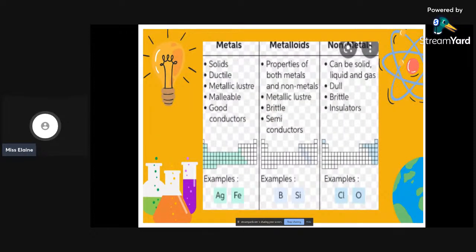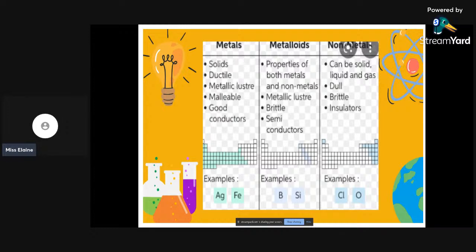Let's look at some characteristics of metals, metalloids, and non-metals. When we say metal, it is solid and ductile. It has high luster, or a metallic appearance, meaning it is shiny. That is usually one of the characteristics of metals. Then they are malleable and good conductors. We all know that good conductors are made of what?